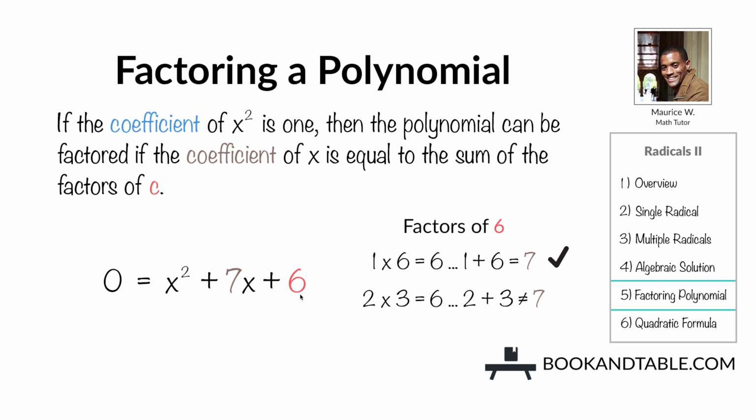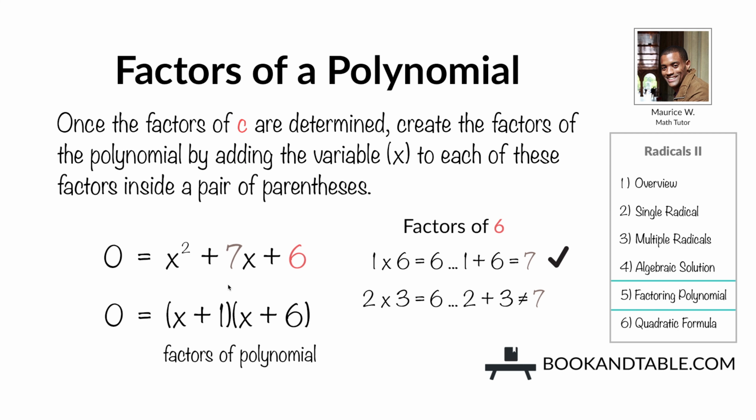Now, once you've determined which factors of c have a sum of b, we want to create the factors for the polynomial. So once the factors of c are determined, then create the factors of the polynomial by adding the variable x to each of these factors inside a pair of parentheses. So x plus 1 is one factor, and you're multiplying that times x plus the other factor, which would be 6. So this polynomial, x squared plus 7x plus 6, is equal to x plus 1 times x plus 6. Each of the factors added to x inside a pair of parentheses, and you multiply those.